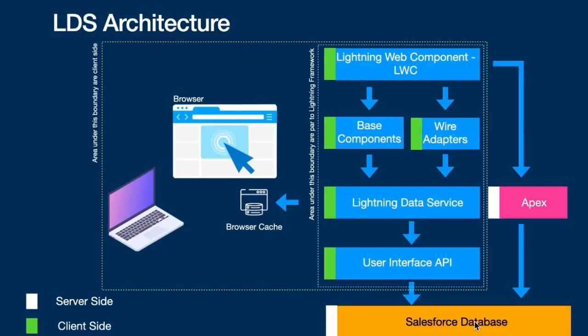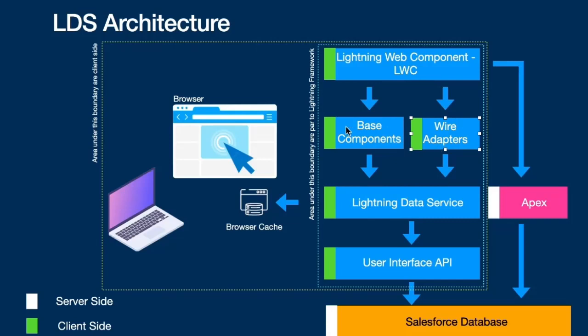In our next slide, we are going to understand how it is formed from different layers and then communicates with the Salesforce database, and how each method is different, which ones are on the client side, which ones are on the server side, through this diagram. So at the very bottom of the pyramid we have the Salesforce database, and on top of that we have the Salesforce user interface API, and on top of that we have the Lightning Data Service, and base components and wire adapters are built on Lightning Data Service.